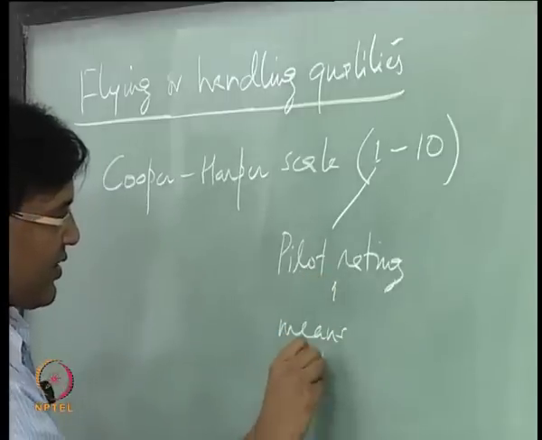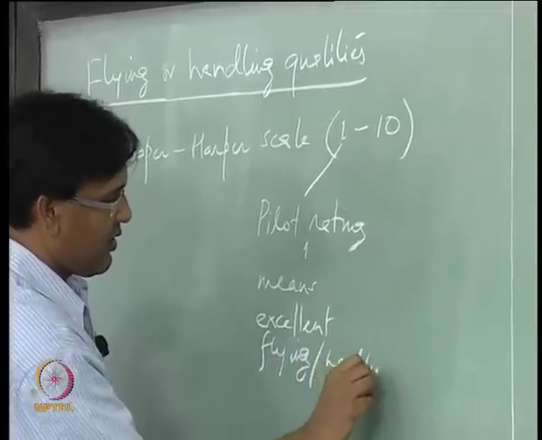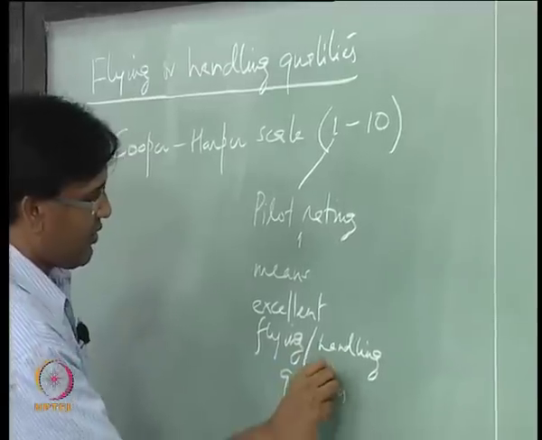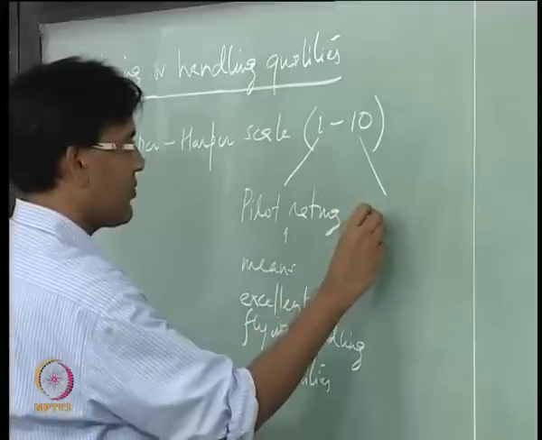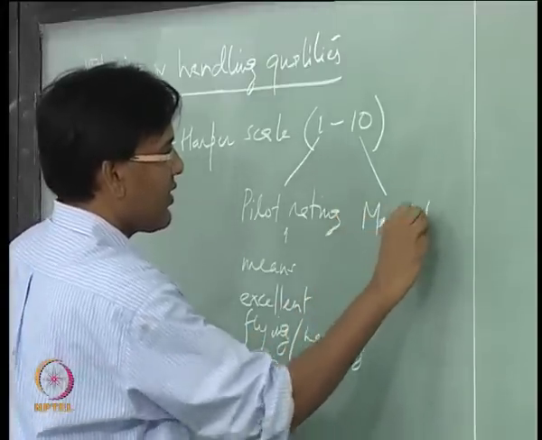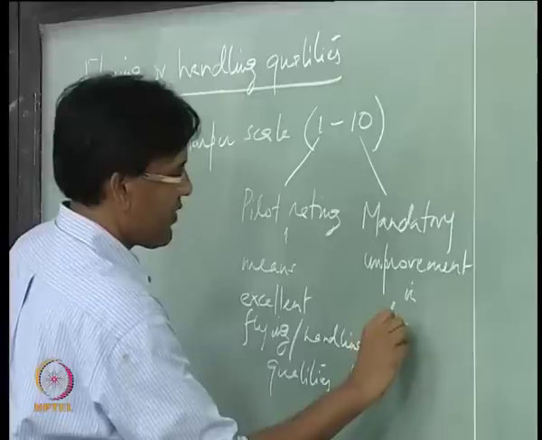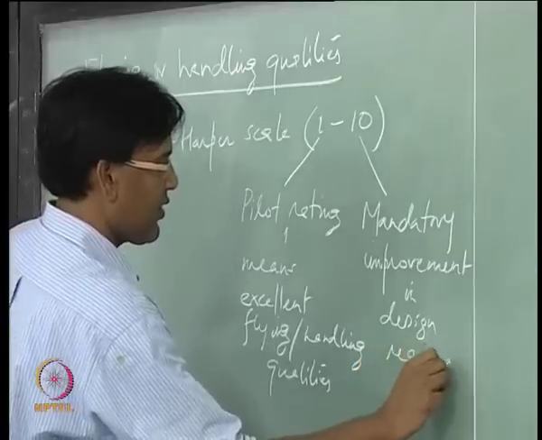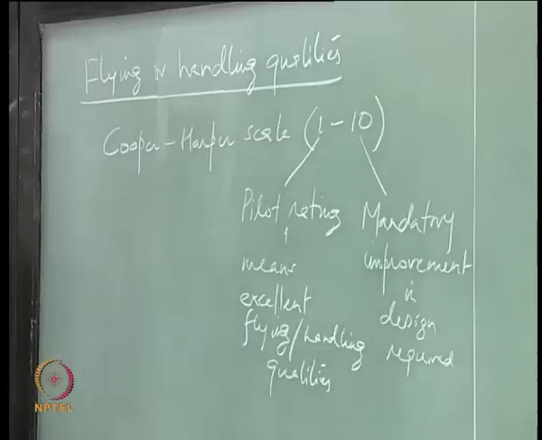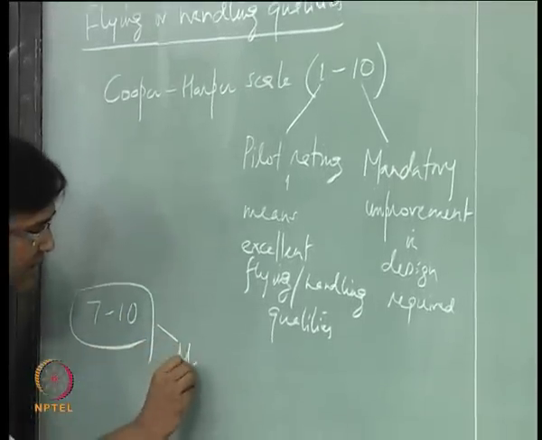So this rating 1 means excellent flying, and 10 is when it's really bad and you recommend mandatory improvement. Actually 7 to 10 is objectionable and it relates to major deficiencies.